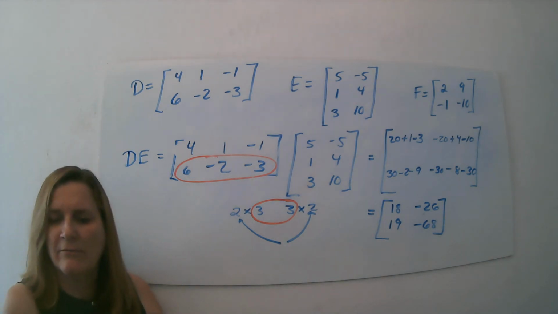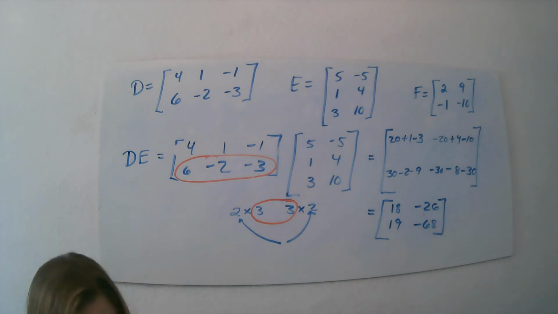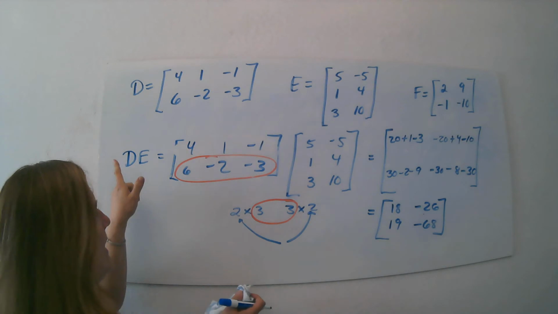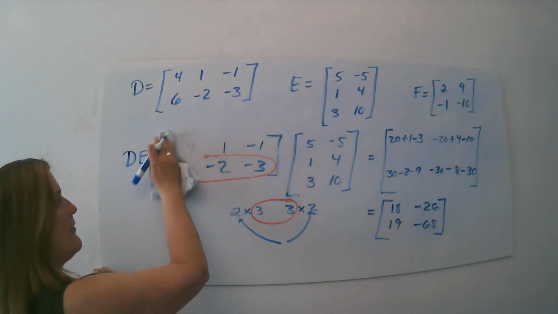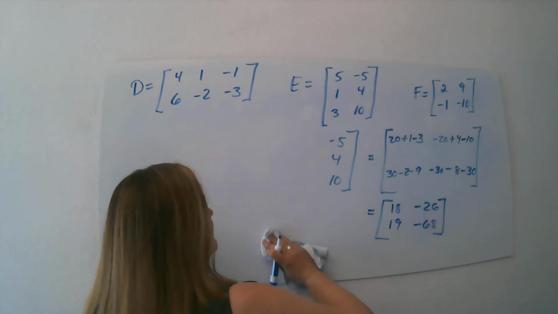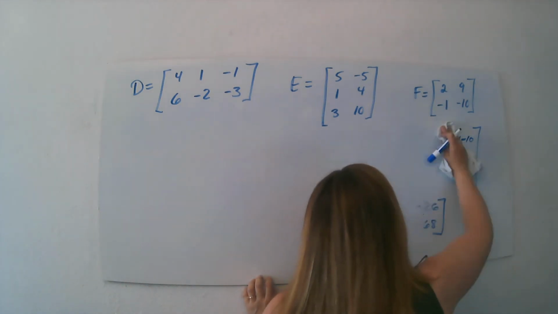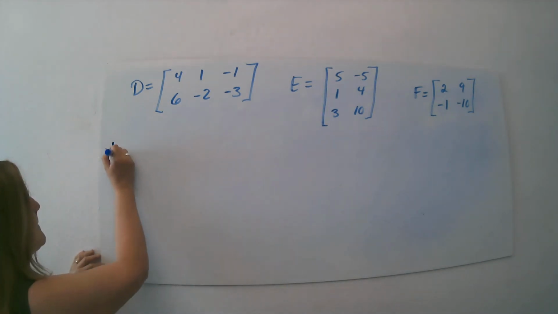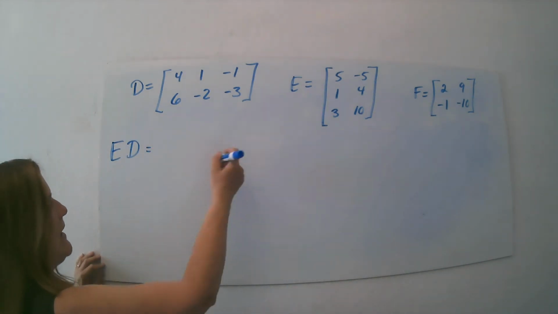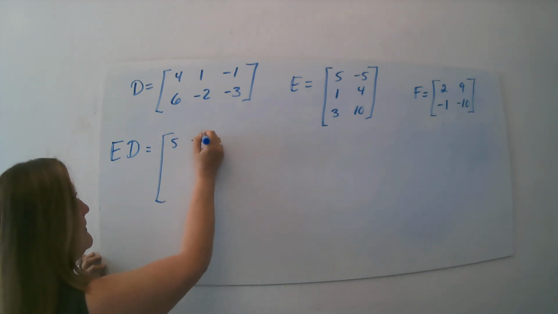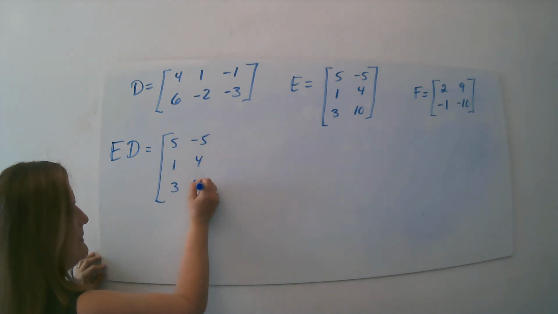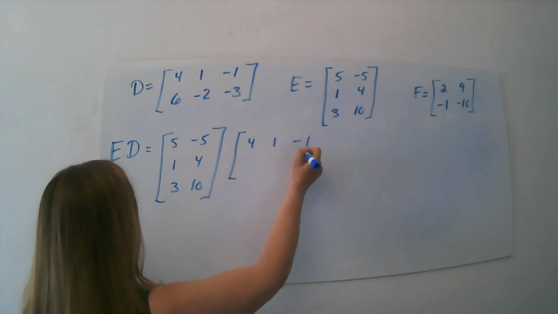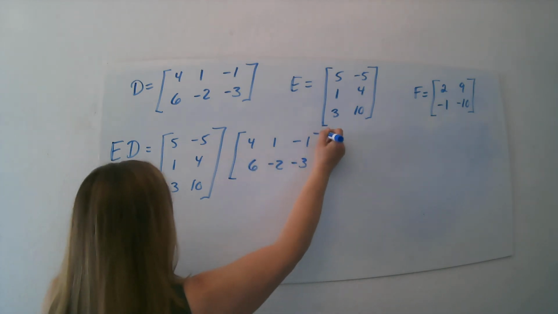We already know commuting them doesn't give the same result, that multiplication is not commutative with respect to matrices. So let's multiply these two matrices in the other order if it's possible. Let's try. So we'll have the E matrix first. It's 5, negative 5, 1, 4, 3, 10. And we're multiplying it by 4, 1, negative 1, 6, negative 2, negative 3.